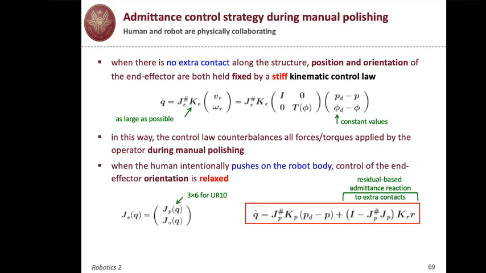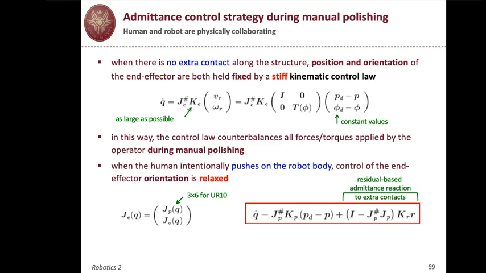However, if the human is pushing on the robot body, then we decide to relax completely the control on the orientation of the end effector, which means that we just eliminate the orientation part from the Jacobian, so the lower part, or the angular part also called, and we work only with the 3x6 upper part, which is related to the linear motion. And it's a 3x6 matrix for the UR10.